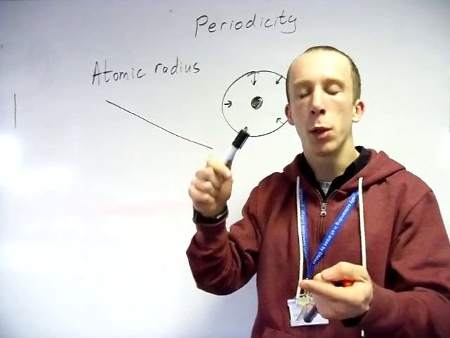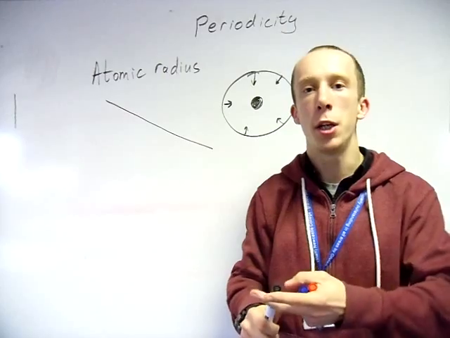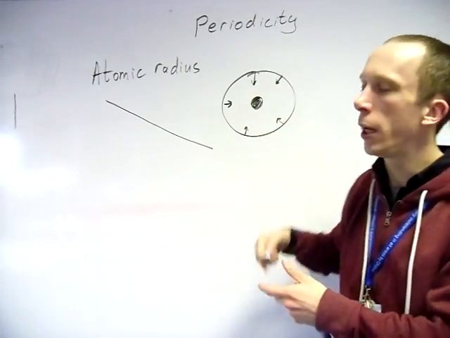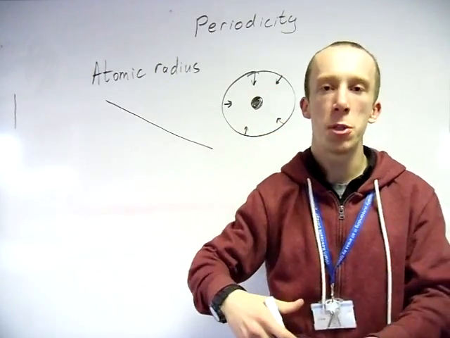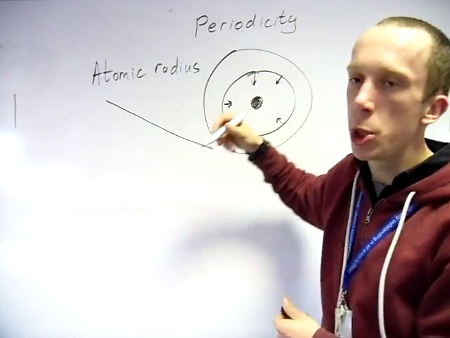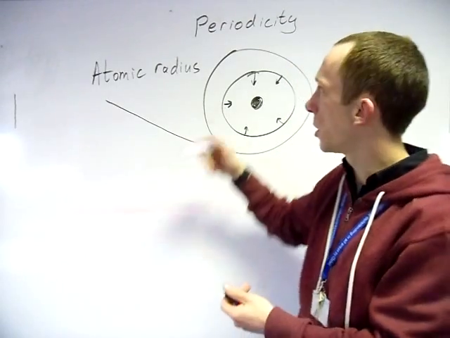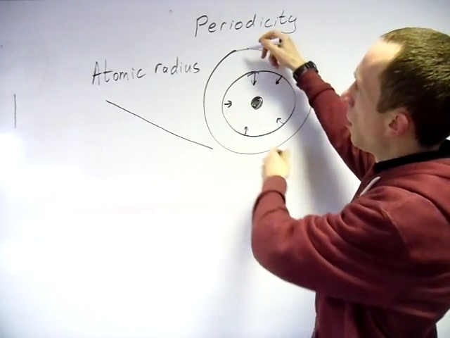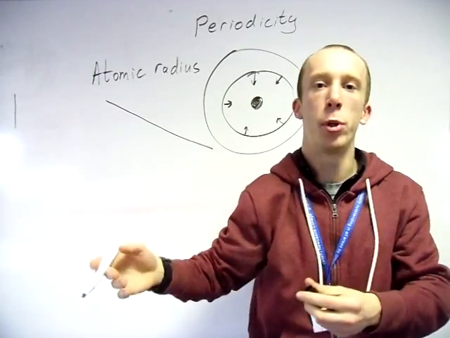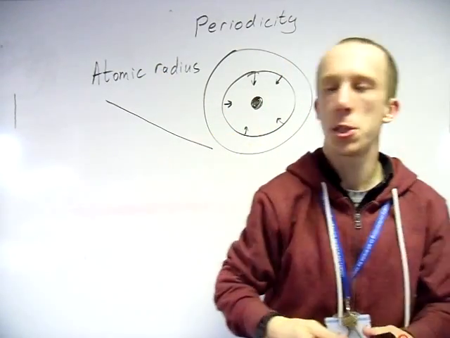The reason why: you are in the same energy level, but there is an increasing nuclear charge, so it pulls it in a bit more. Obviously, when you drop down to the next period, you're starting a new energy level again, and then the process, as I said, a repeating trend, just starts again. You start there, and as the nucleus increases, that would start to pull in as you come across the period. So that's atomic radius.